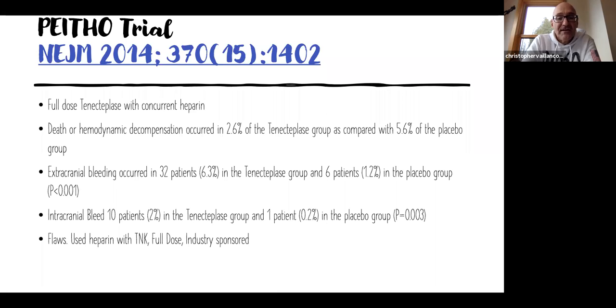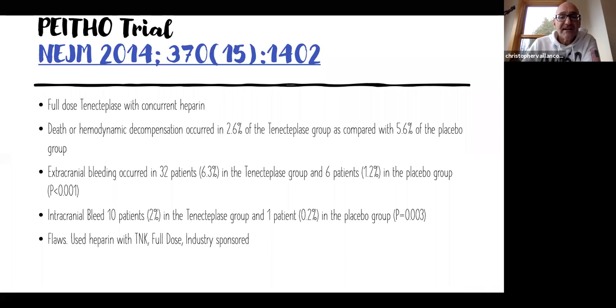The other issue is they were using heparin infusion through the whole TNK dosing. So when you got the bolus, they continued the heparin all the way through. There's a lot of evidence to say mixing the two and continuing to just basically increases your risk of bleeding.